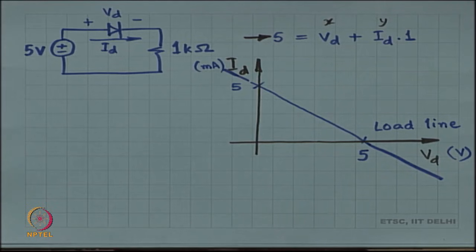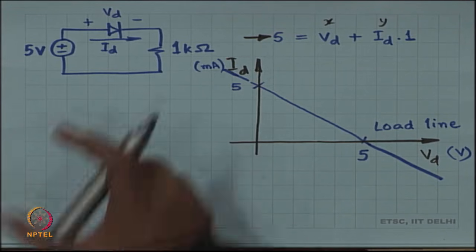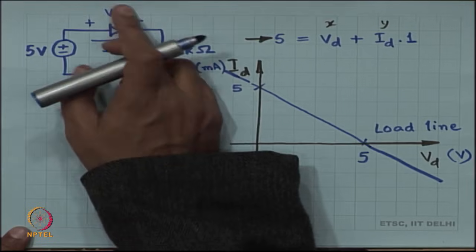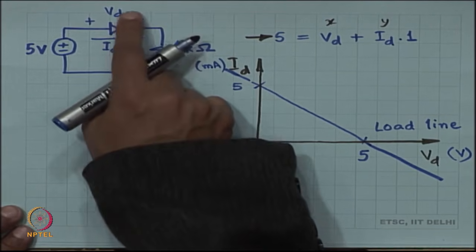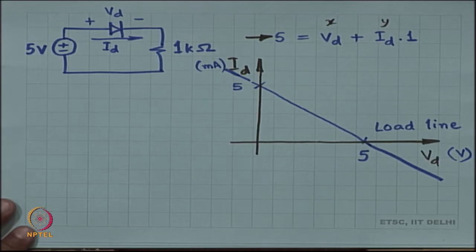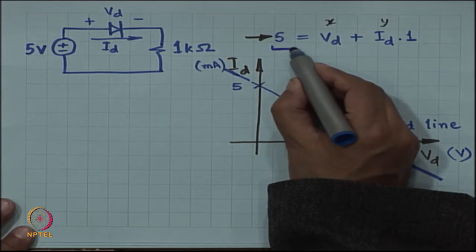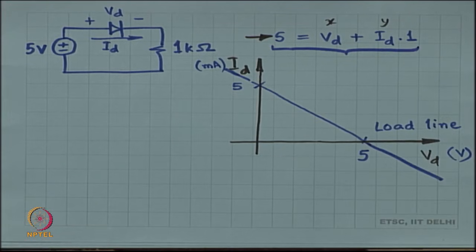It has nothing to do with the device equation. It is purely based on KCL and KVL. 5 is equal to Vd plus Id times 1. Here there was no diode involved. It could have been a diode, but this need not have been a diode at all. This could have been any other device of your choice. This diode could have been forward biased, reverse biased, whatever you want. This equation is always true, and this is coming purely from KCL and KVL.